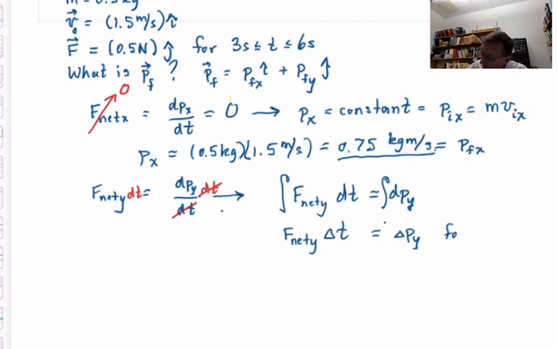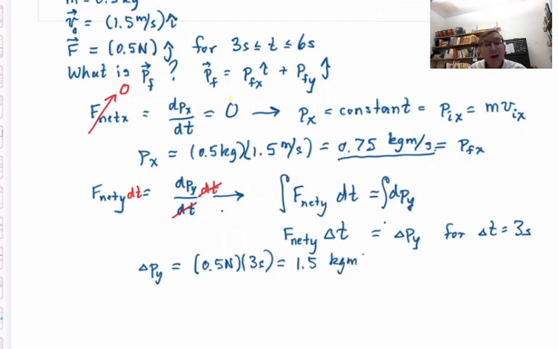So that would be at the end of that 3 seconds when the force was acting. That's how much the y momentum is going to change. Note, change because of that y force. Let's see how big that change in the y momentum is. Remember, F net y is 0.5 newtons. And the time interval delta t is 3 seconds. So, of course, that's 1.5 kilogram meter per second. That's the change in the y momentum.